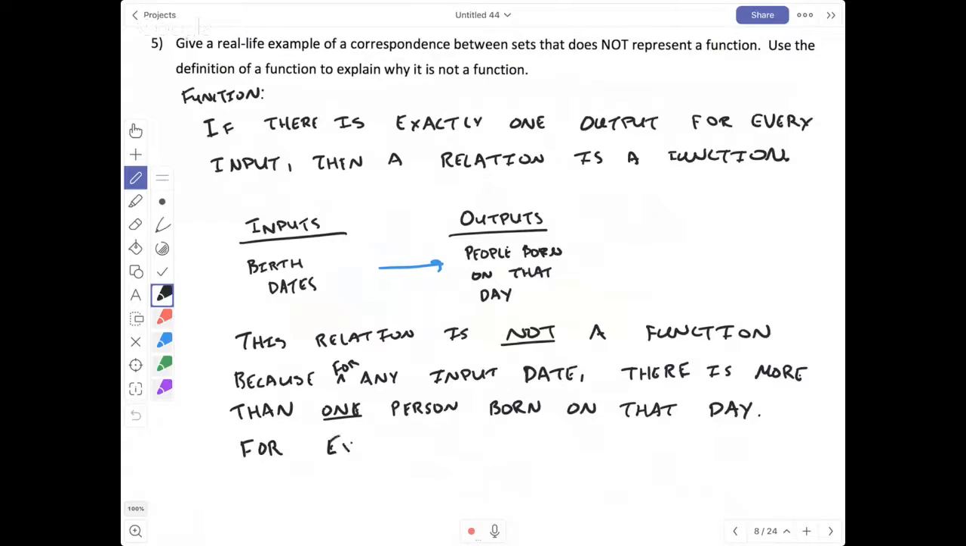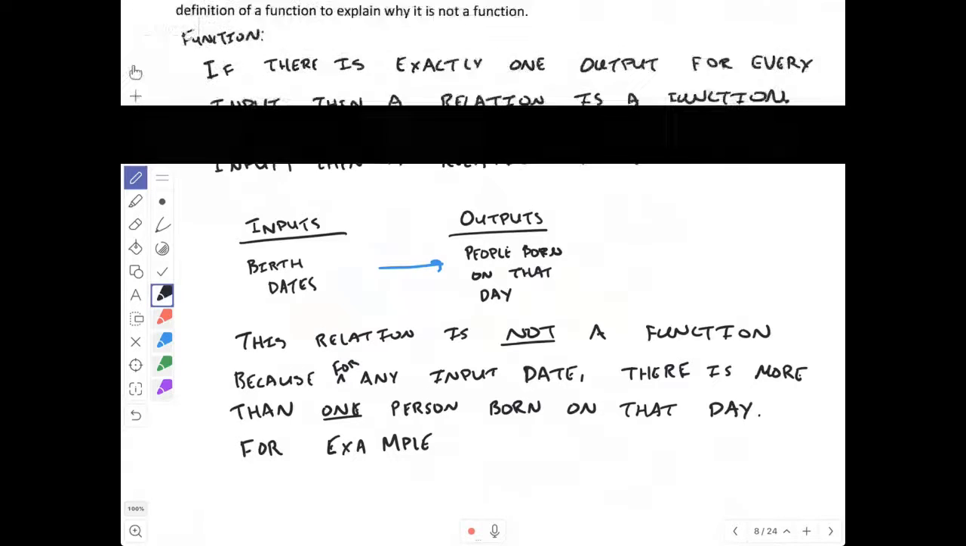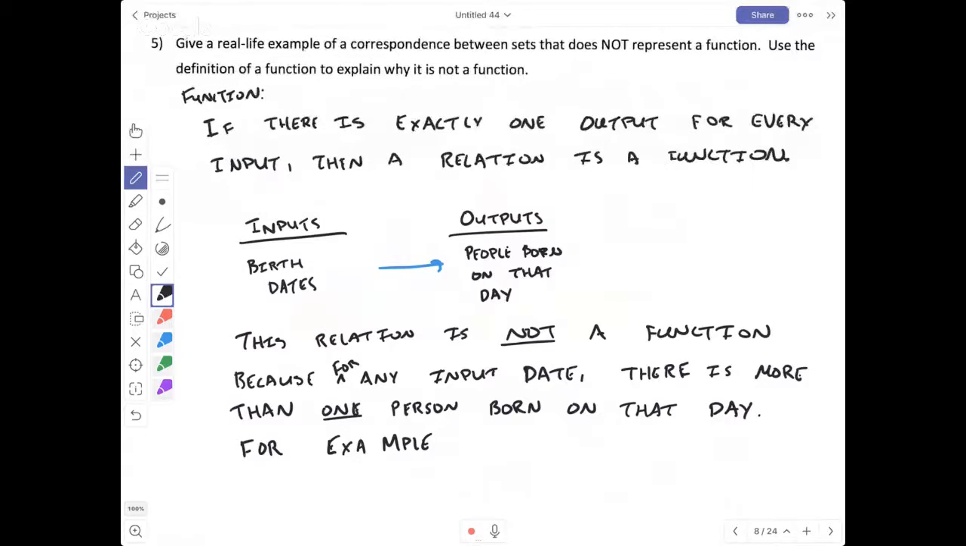For example, let's see, I'm going to look at my own birthday. Born on May 9th. Famous people. I'm finding out that Billy Joel was born on May 9th. For the input. Oh, and Ghostface Killer from Wu-Tang Clan. Sweet.